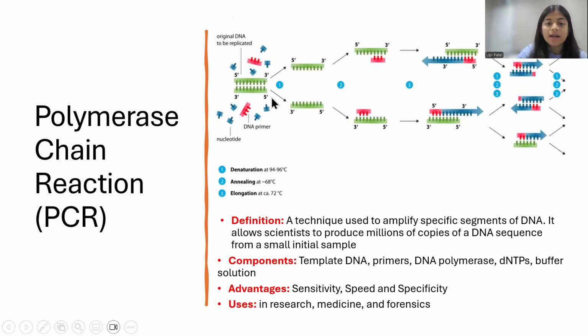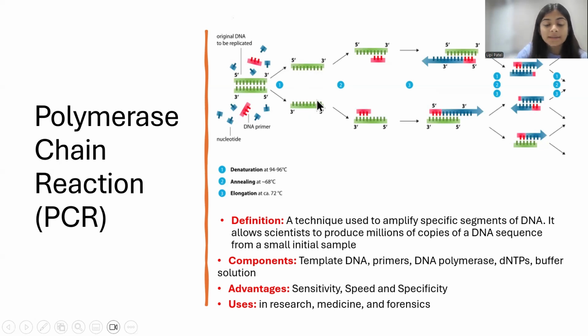If you look at the process, this is the template DNA strand, 3' to 5' and 5' to 3'. The original DNA to be replicated is the template DNA. The red portion over here is the primer, or the starting material. The very first step is to denature the DNA strand. So DNA is going to be a double helix structure. You need to separate it first by heating it. So heating will separate the two DNA strands into individual single-stranded DNA molecules.